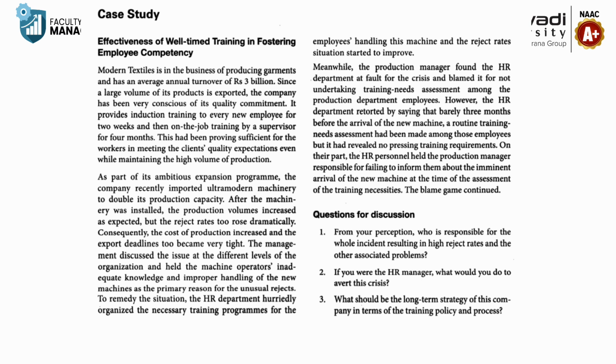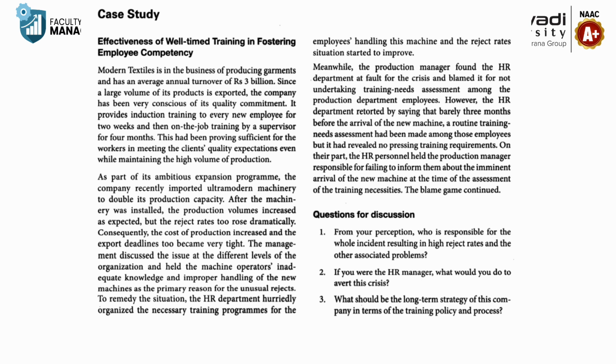And after that, on the job training. On the job training is taken under a supervisor for 4 months. So it's a long term process, right? As they work, they will understand how quality is supposed to be maintained. So this is how they take the training. This had been proving sufficient for the workers in meeting the client's quality expectations, even while maintaining the high volume of production.